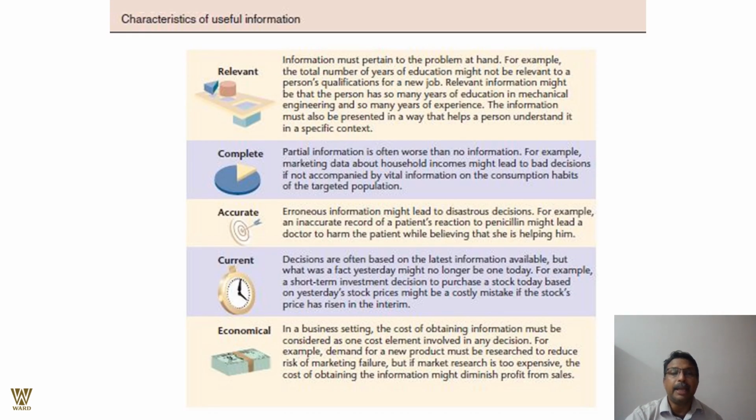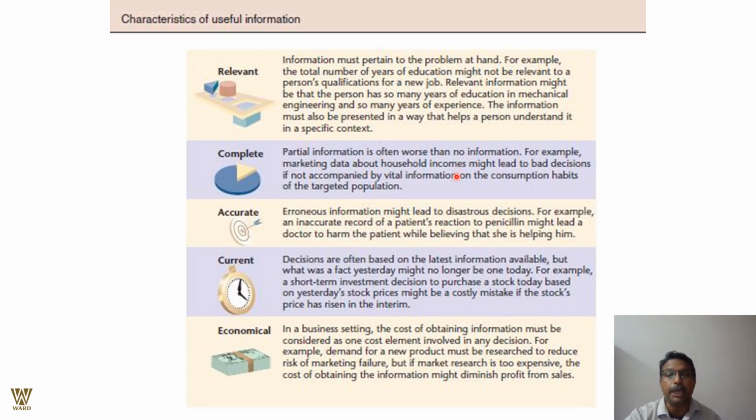So yes, characteristics of useful data are relevant. Information must pertain to the problem at hand. For example, the total number of years of education might not be relevant to a person's qualification for a new job. Relevant information might be that the person has so many years of education in mechanical engineering, so many years of experience. The information must also be presented in a way that helps a person understand it in a specific fashion or context.